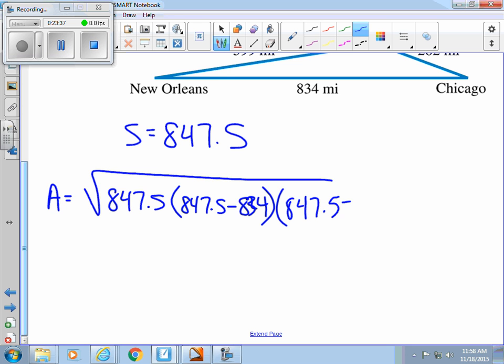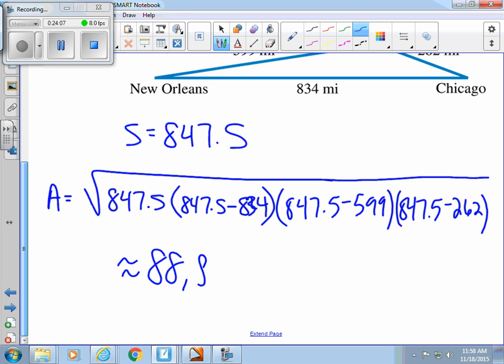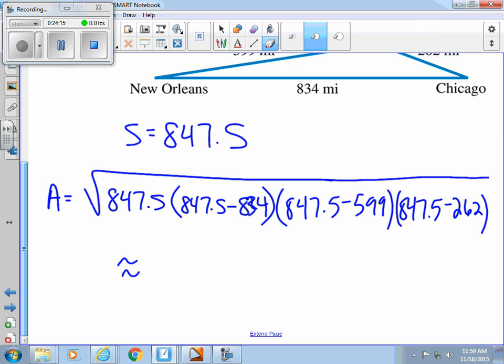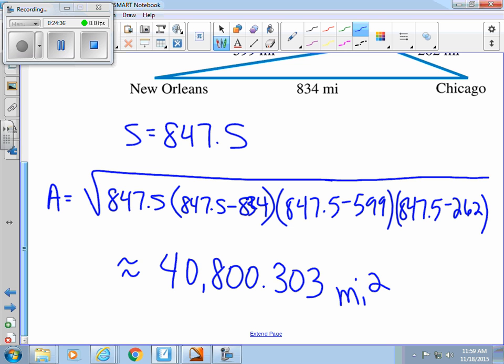847.5 minus 599 and 847.5 minus 262. Type that in your calculator, push enter, and what do we get? 40,000.302. Yes. Miles squared, so square miles.